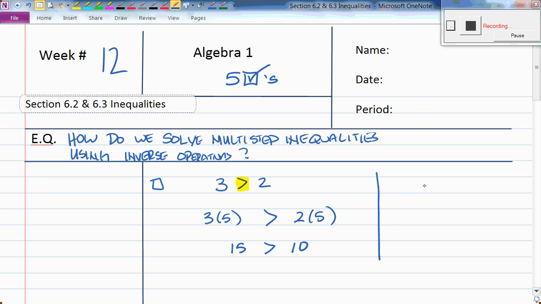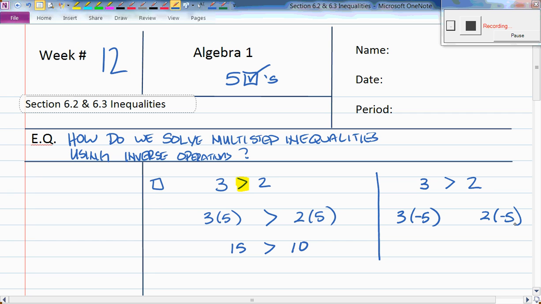I'm gonna start with the same thing. 3 is greater than 2. We all agree that 3 is greater than 2. Now, someone give me a negative number. Give me any negative number out there that we could easily use. Yes, sir. Negative 5. Okay, I like where his head's at. We're going to multiply both sides by a negative 5 here. 3 times negative 5, 2 times a negative 5.